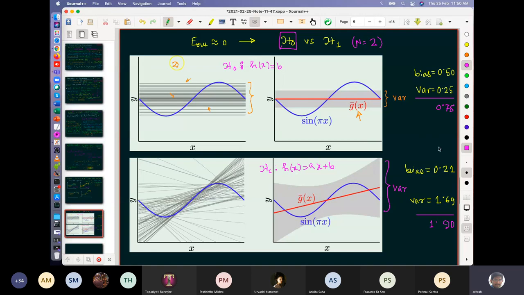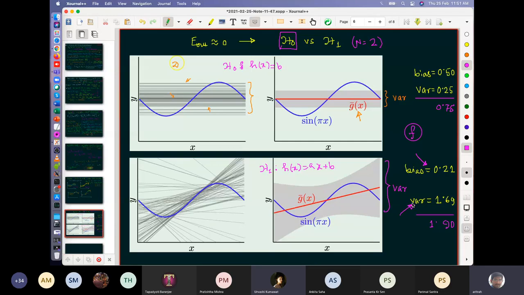What does it signify? It signifies that though there may be a good hypothesis among the lines that is much closer to the function that I am trying to find out, finding that is much more difficult. Agreed with this point? Is everybody with me?